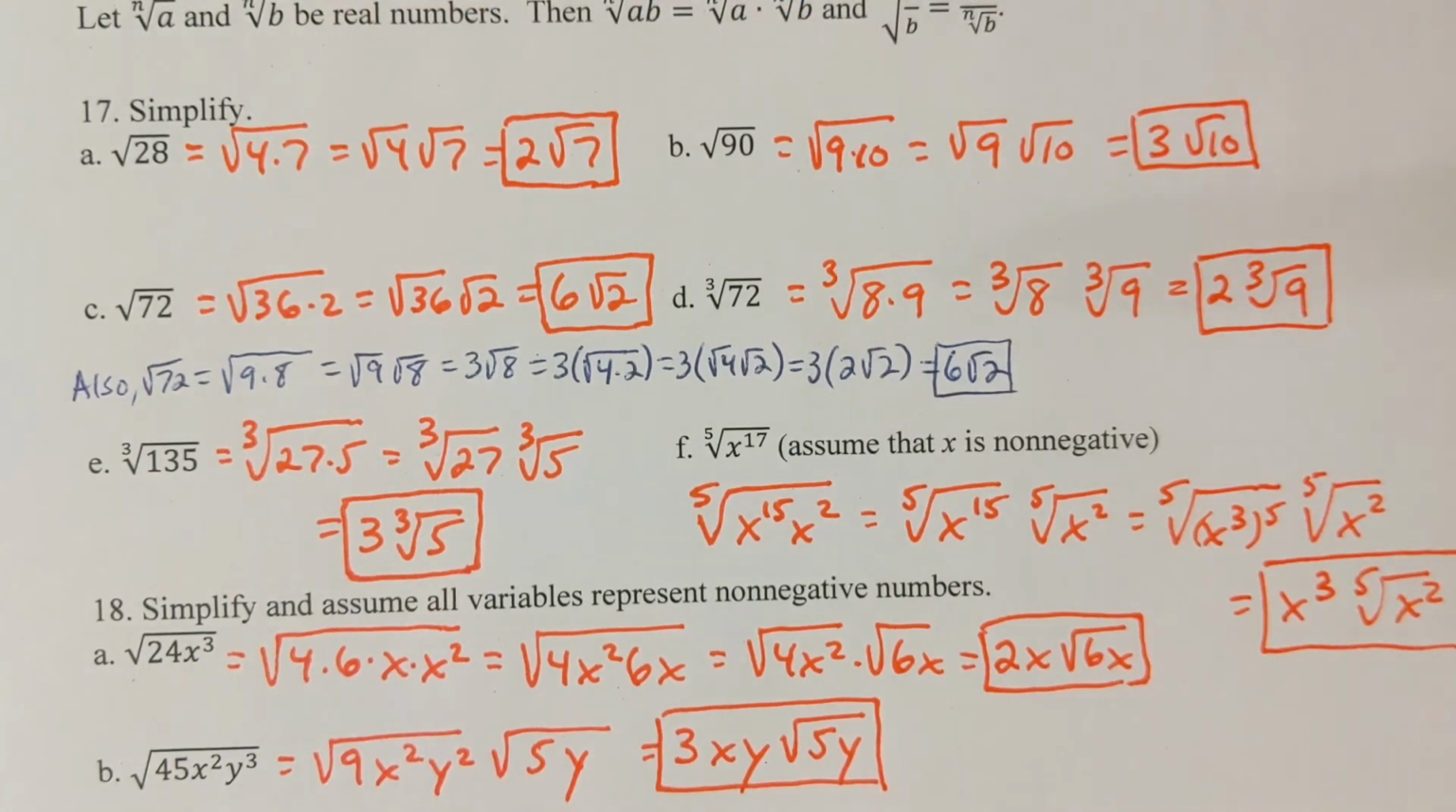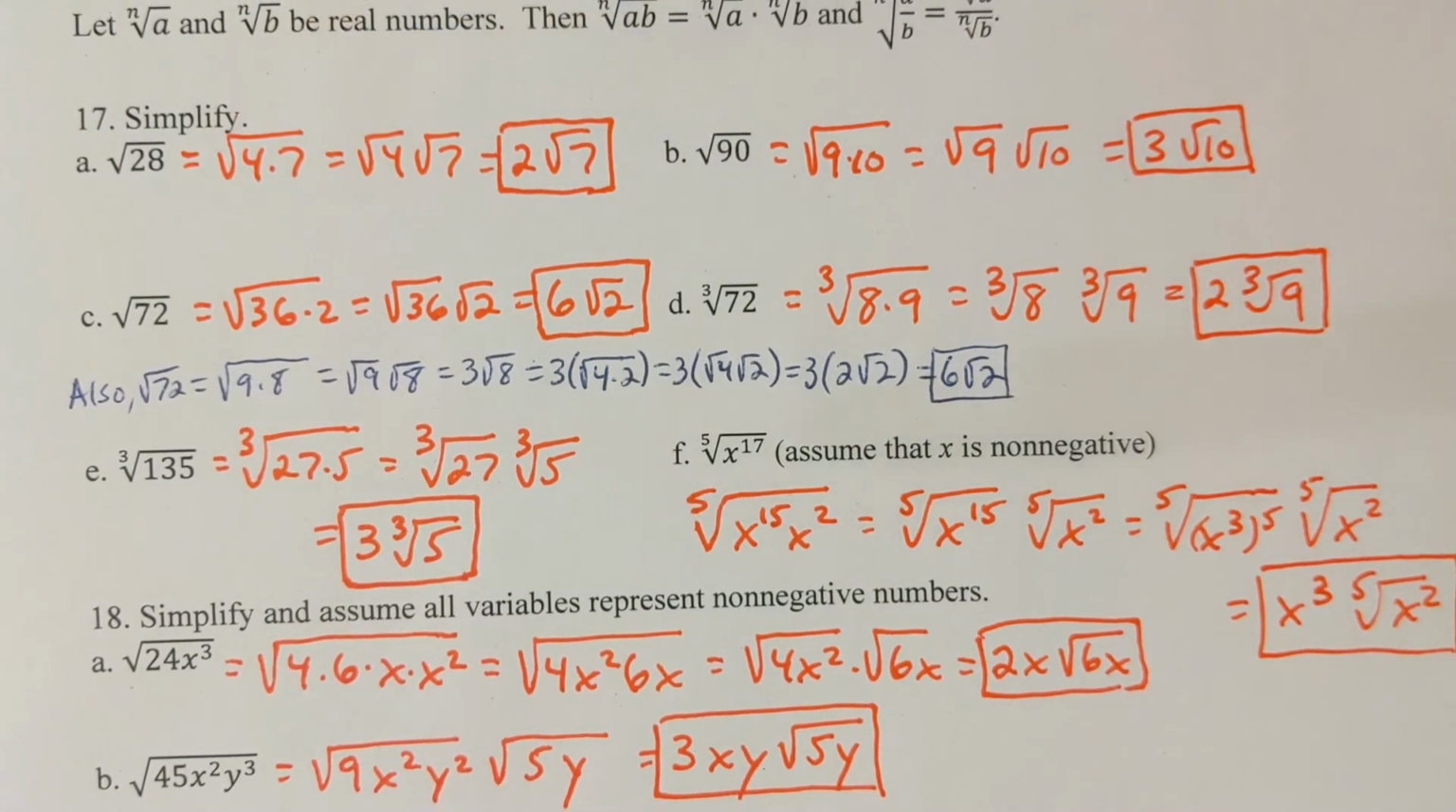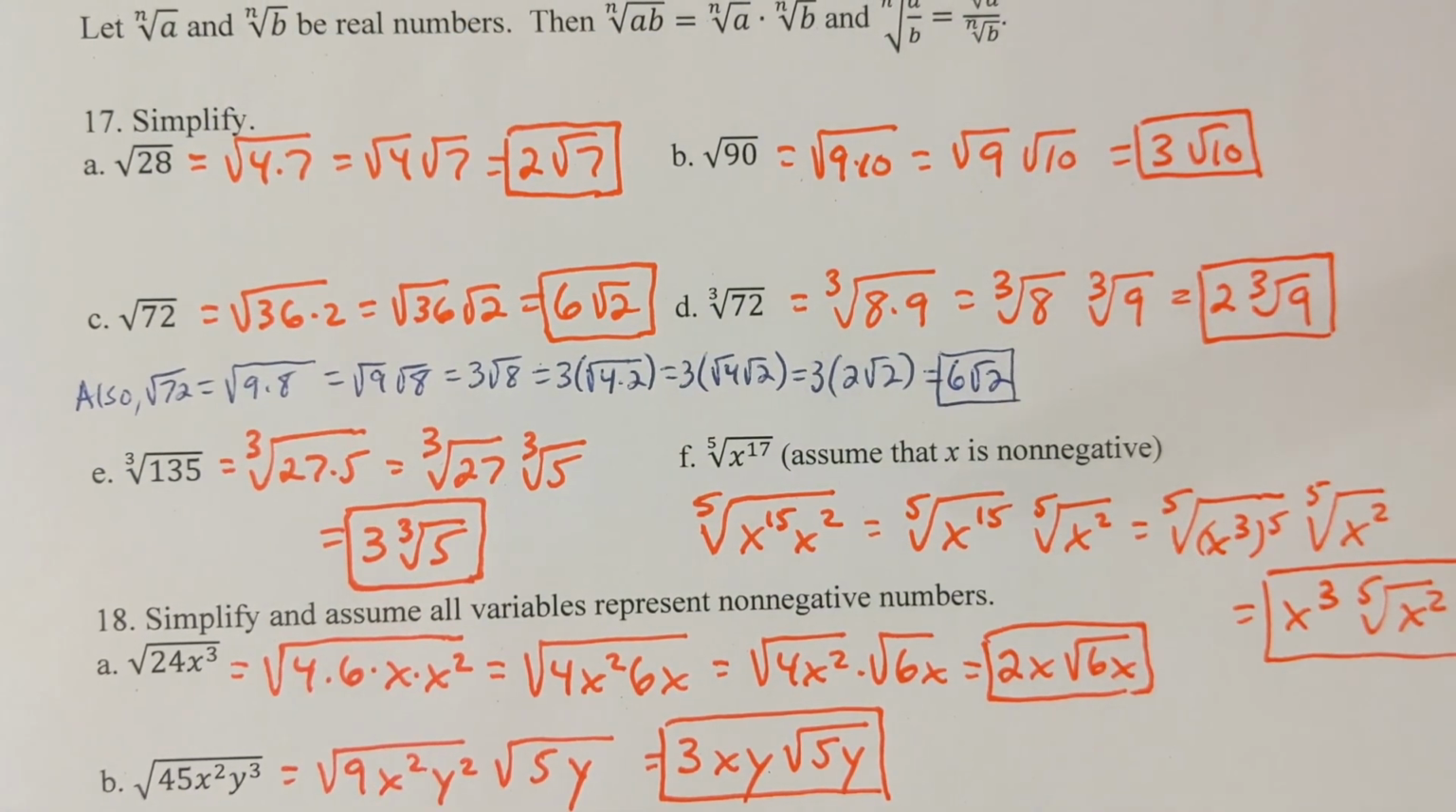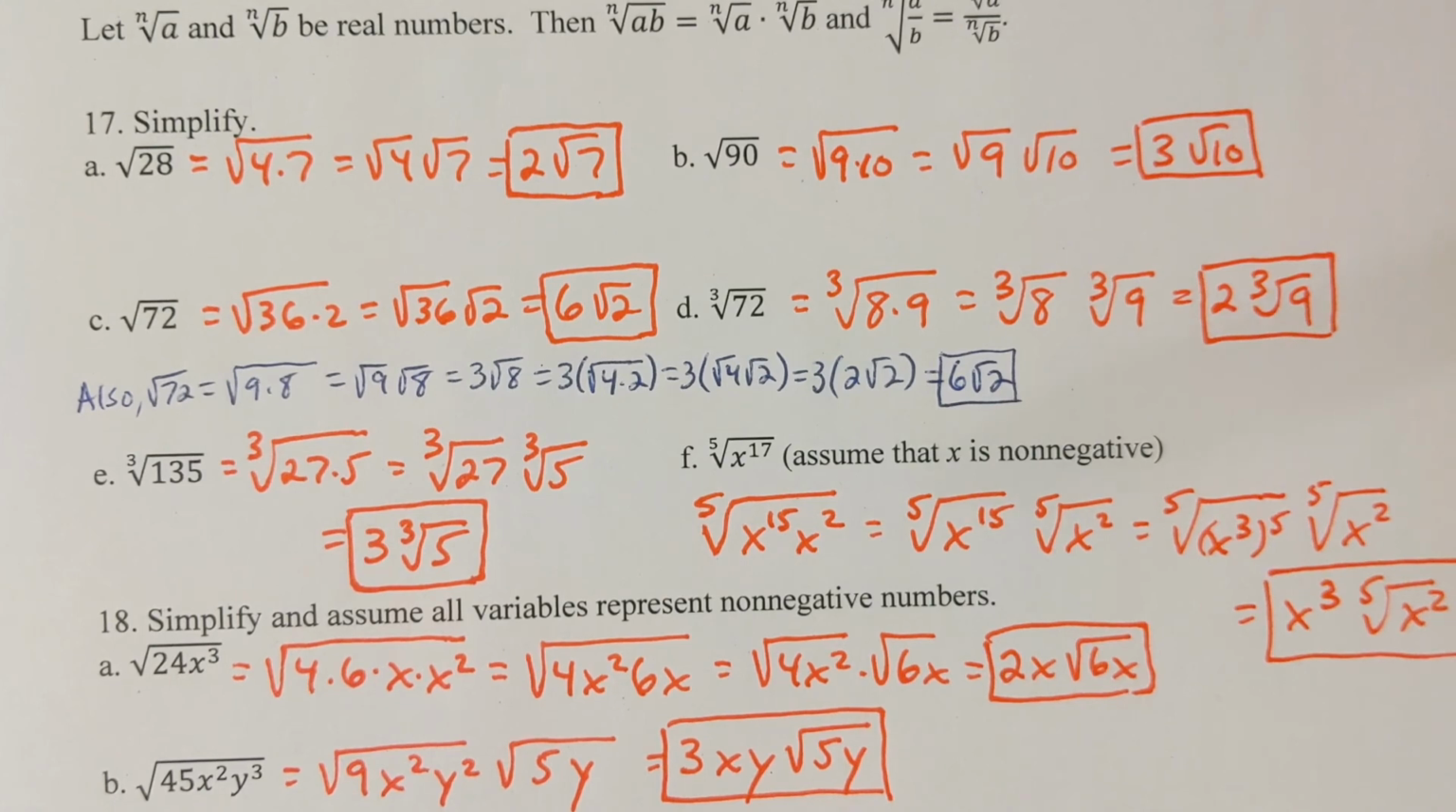Now, other numbers multiply to be 28. Okay, we're looking for the best pair of numbers in each one of these. There will always be a best pair of numbers. And what I mean by best pair is one of the numbers should be something that you would know the square root of, or the cubed root of, or whatever the index is. And then the other is going to be the leftover.